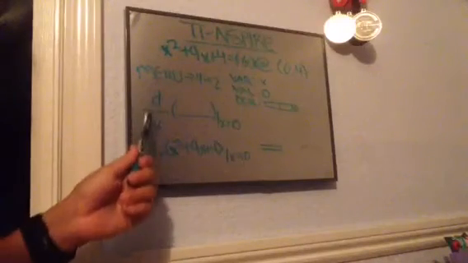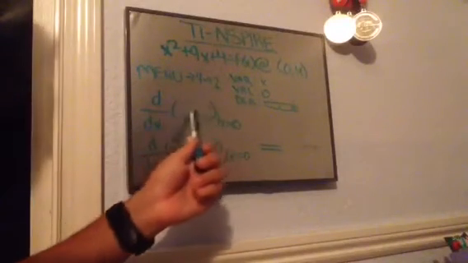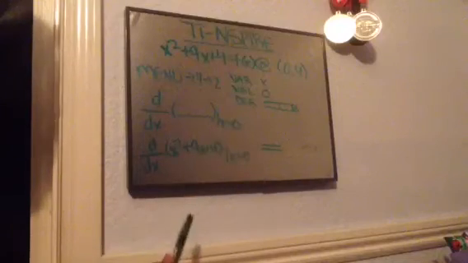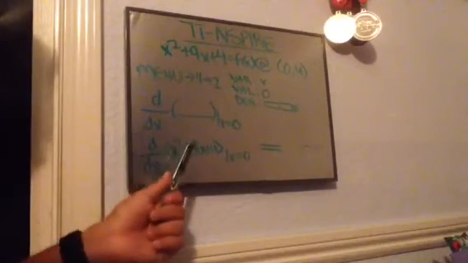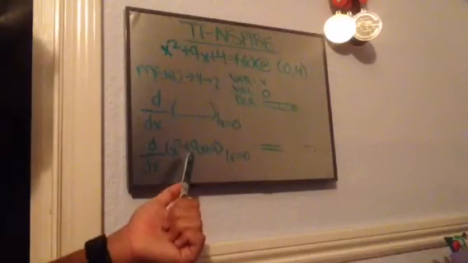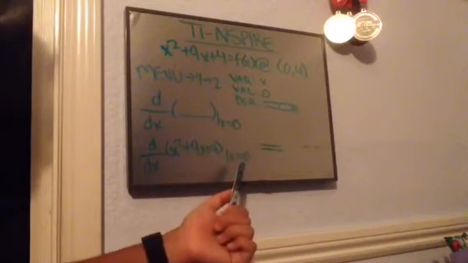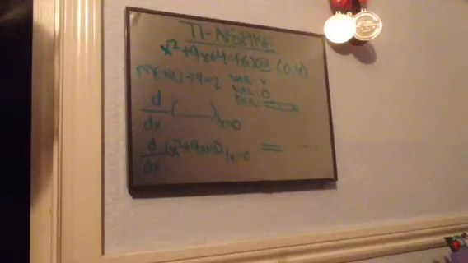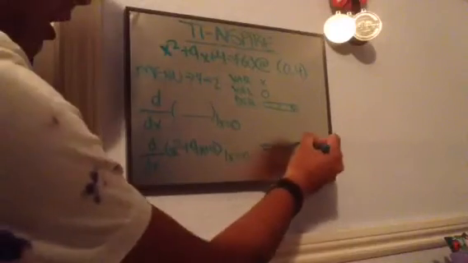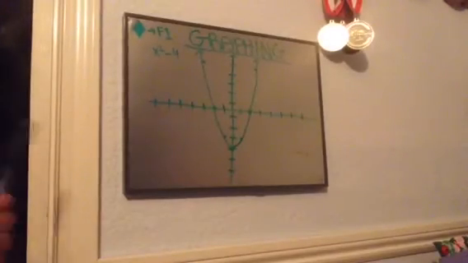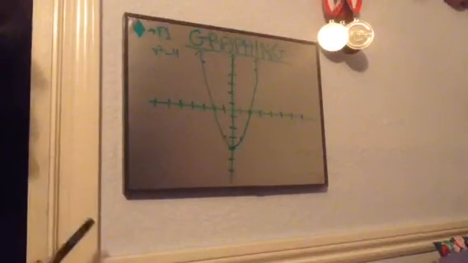You'll have d over dx, a blank in the parentheses, and then when x equals 0. So all you have to do is plug in your f of x, your x squared plus 9x plus 4, when x equals 0, and then you just hit enter, and it should give you a value of 9, which is the correct answer.